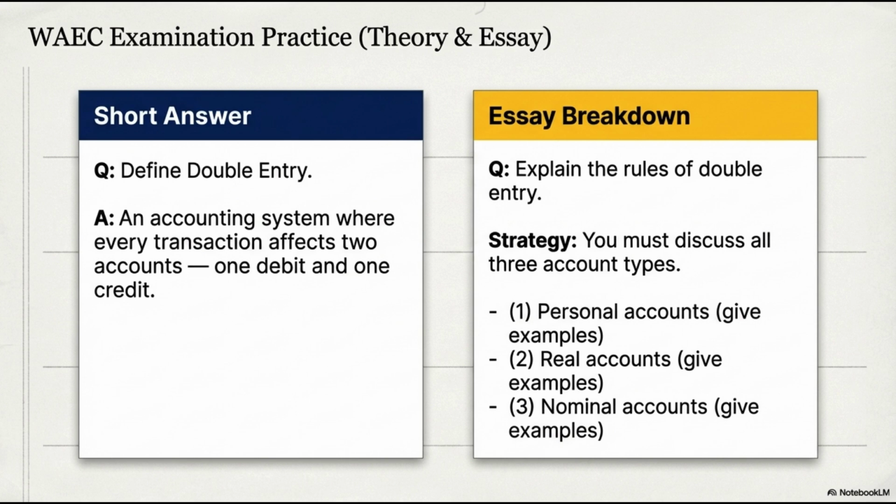Question 3. Short answer. Define double entry. Double entry is an accounting system where every transaction affects two accounts, one debit and one credit. Essay question explanation. Explain the rules of double entry. Students must discuss 1. Personal account, 2. Real account, 3. Nominal account, and provide examples.